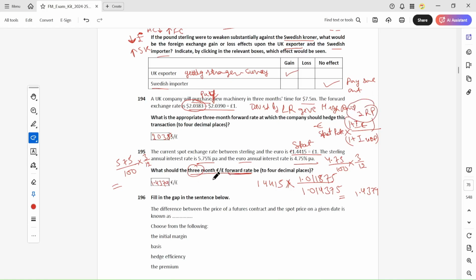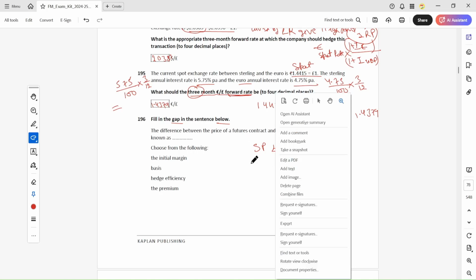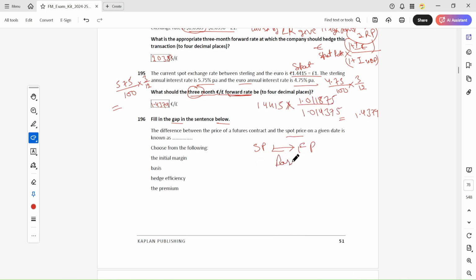Okay, fill in the gap in the sentence below. The difference between the price of a future contract and the spot rate on a given date is known as the spot price and the future price. The difference is basis. The difference is due to basis risk. Choose which of the following: initial margin, no; basis, yes; hedge, no; premium, no.